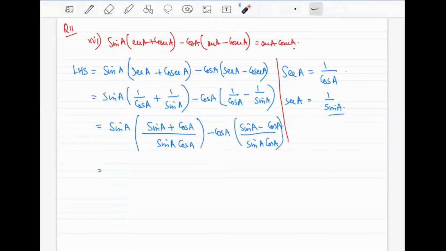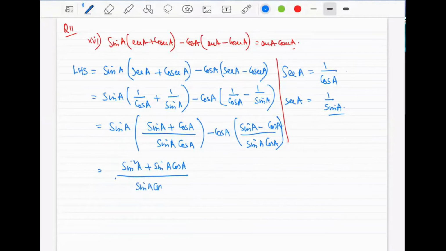Let's see. This sine A will enter inside the bracket and multiply using the distributive property, right? So we will have sine square A plus sine A cos A. The denominator will remain the same, minus. You do the same thing here, cos A and sine A is multiplied, cos A and cos A is multiplied. If you maintain the bracket outside, then there will be no multiplication of sign. You multiply cos A and sine A, I'm putting sine A first. We will have sine A cos A, minus cos A and cos A is cos square A, divided by sine A cos A.